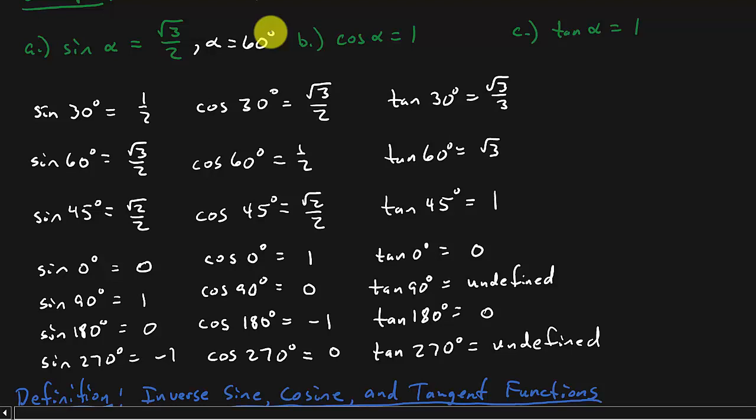And then what about the cosine of what gives us 1? Well, see here, the cosine of 0 degrees. So we get alpha equals 0 degrees. And then tangent alpha equals 1. So what can I take the tangent of to get 1? Well, that's 45 degrees. So alpha equals 45 degrees. And so those are those values there.